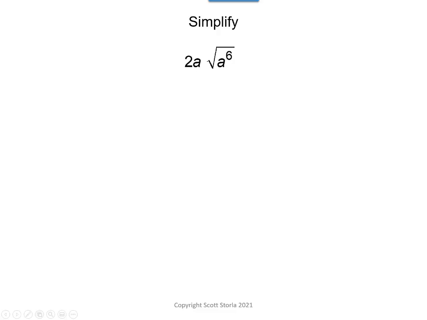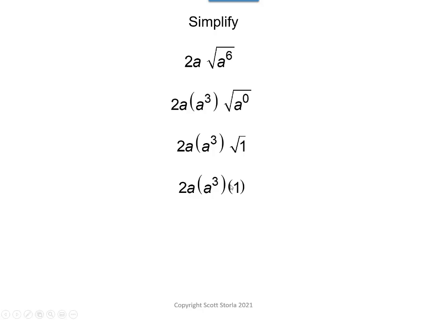Here's another. This time our index of 2 goes into 6 3 times, so our exponent on the base of a outside will be a cubed, and inside the remainder will be 0. Now recall from the exponent rules that if we have a non-zero base with an exponent of 0, that's really 1. And the square root of 1 is 1. And if our product has a factor of 1, we don't really need to include that. So once we add the exponents here, 1 and 3 is 4, we'll have 2a to the 4th.